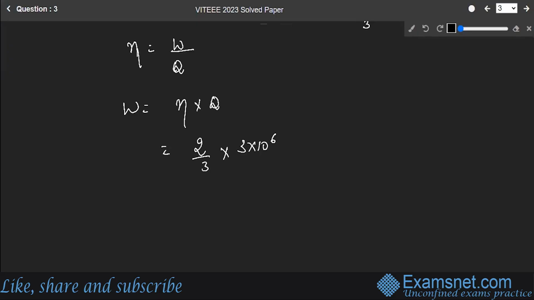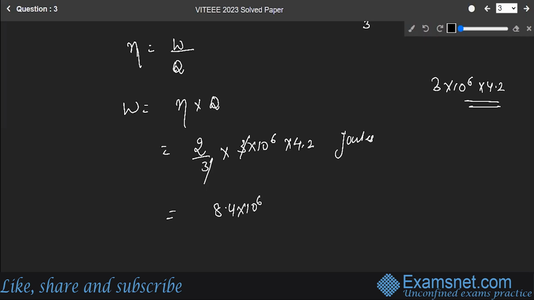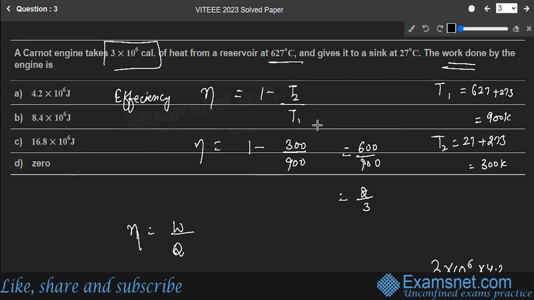This is in calories. If I have to convert into joules, this will be multiplied by 4.2 joules. This gives me on solving 8.4 into 10 power 6 joules. So you have option B as the correct answer. Hope you understood that. Let's move to the next question.